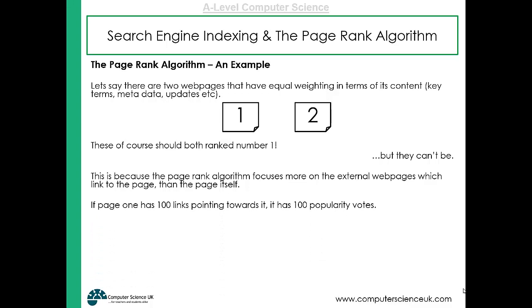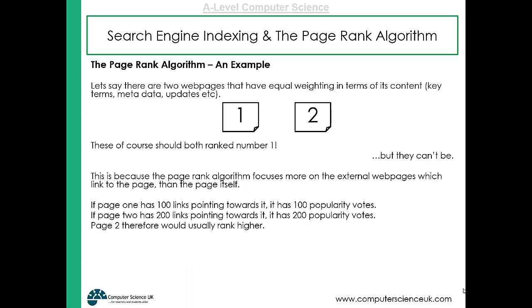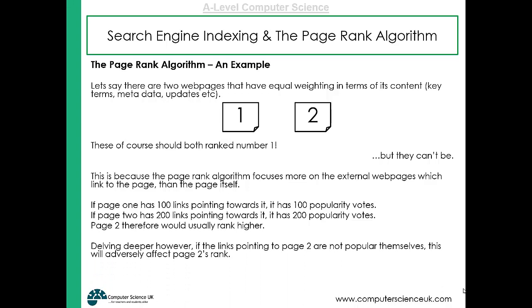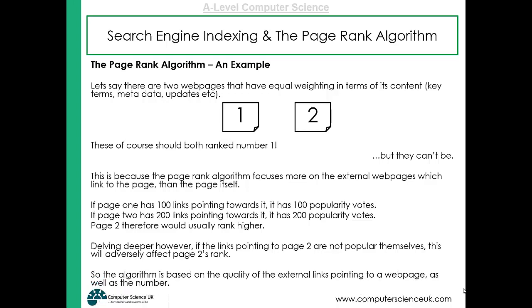So imagine that page 1 has got 100 links pointing to it. So imagine it's got 100 popularity votes, if you like. Imagine that page 2 has got 200 links pointing to it, and therefore has 200 popularity votes. You'd think that page 2 would rank higher, and it probably usually would. But what this algorithm also does is it looks to see if those links that are pointing to, say, page 2 are popular as well. And if they're not popular, then that would adversely affect the page 2 ranking in the search results. So it's not just about how many links point to a page, it's also about the quality of the links that point to a particular page.